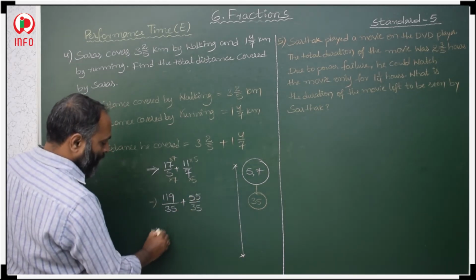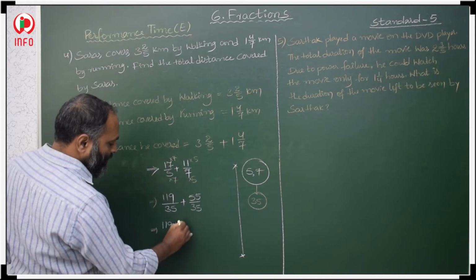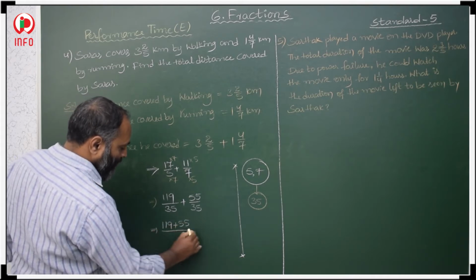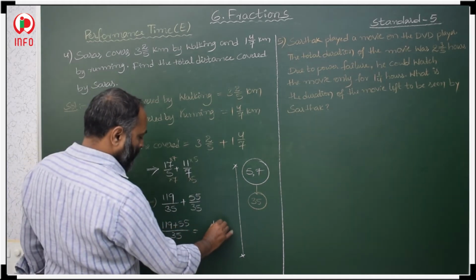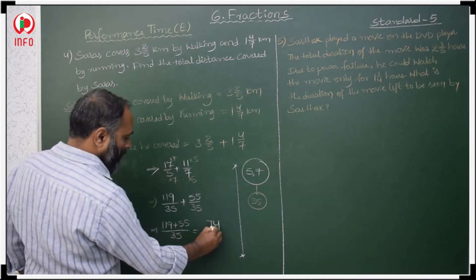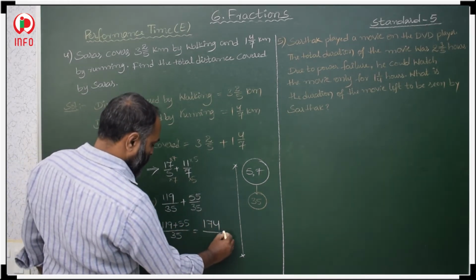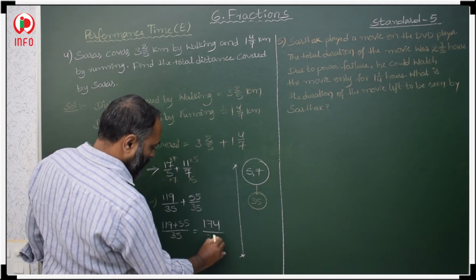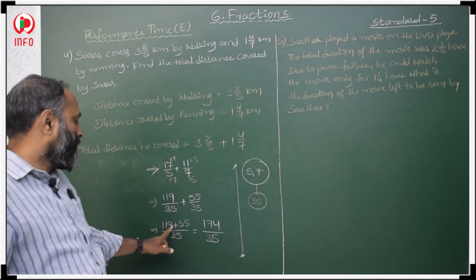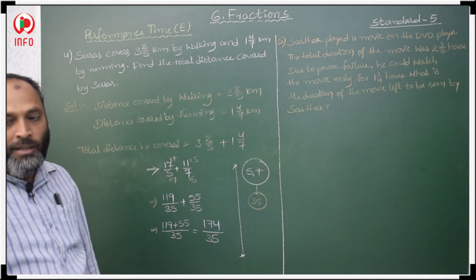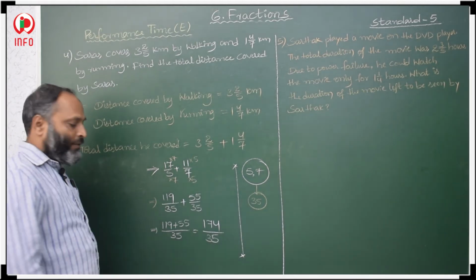Now add numerators. 119 plus 55 by 35. Then 9 plus 5, 14, 1 5 6 7. 174 by 35.